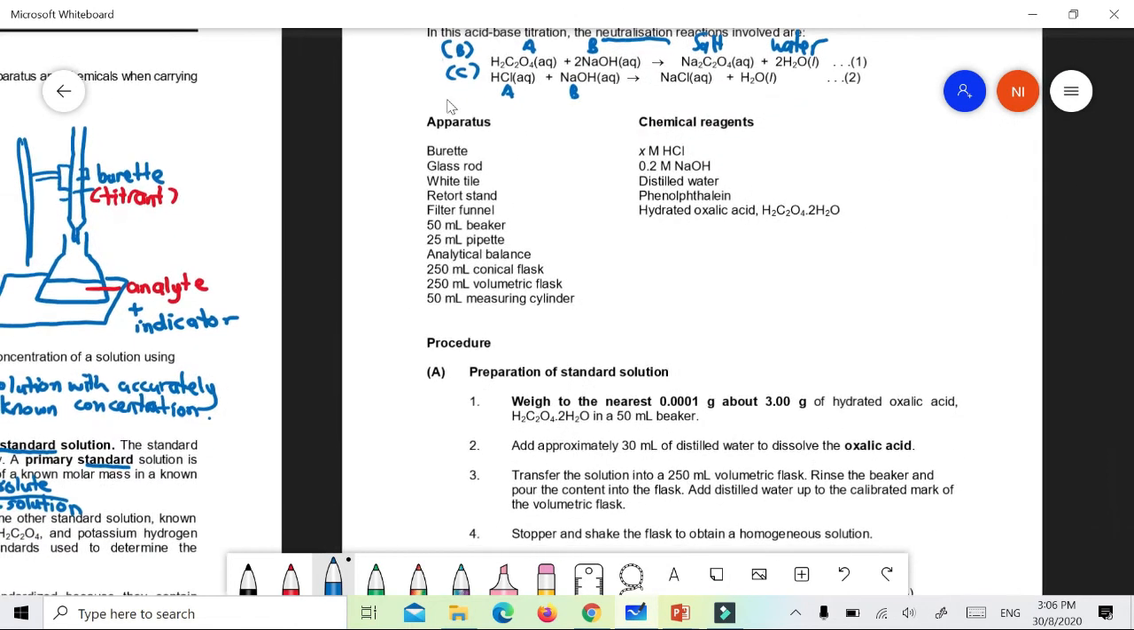So here is the apparatus: burette, glass rod, white tile, okay, use a small white tile for neutralization, retort stand, filter funnel, 50 ml beaker, 25 ml pipette, analytical balance, which can measure up to 4 decimal places, 250 ml conical flask, 250 ml volumetric flask, and 50 ml measuring cylinder. Meanwhile, for chemical reagents, we will need X molar, that means unknown concentration of HCl, 0.2 molar NaOH, distilled water, phenolphthalein as an indicator, and also hydrated oxalic acid.